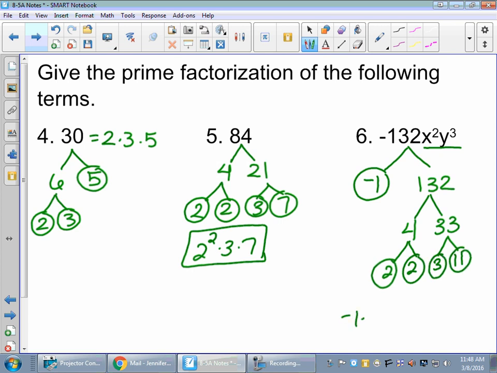Now, some books require that you write it that way. They may require x x, y y y, or some books allow you to do the 2 squared, x squared, y cubed, so you just keep the variables with it. But it's good to understand and remember that x squared is just 2 x's being multiplied together, and y cubed is 3 y's being multiplied together.